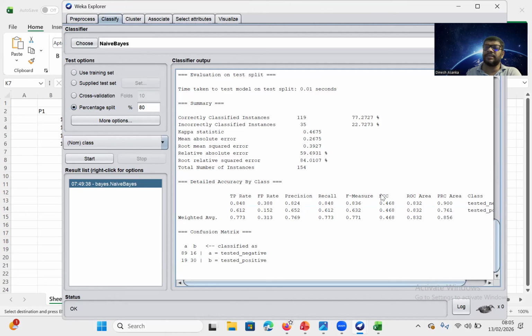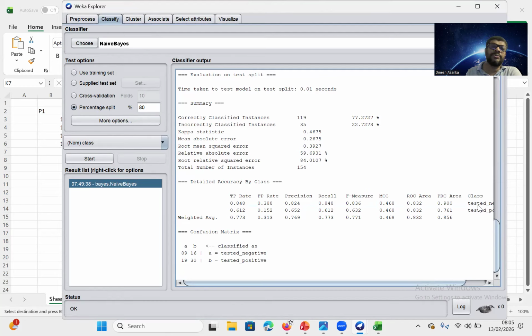MCC, Matthews correlation coefficient, again has a little bit of calculation. I have included them in the slides. It is similar for whatever class you choose. Hope you understand how to identify the different evaluation measures.